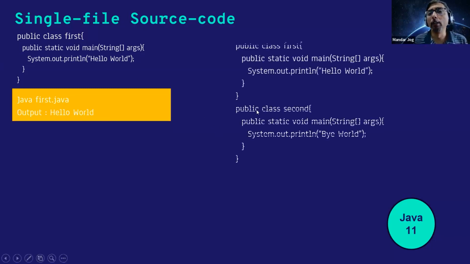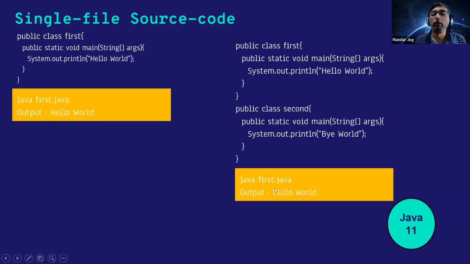You can even club more than two classes in the same file, and depending upon the sequence, that particular class will be executed. For example, over here, if I execute java first.java, as the name of the file is first.java, it will print hello world. If I change the sequence and put the other class on the top, and I execute java first.java, the second class will be executed. All of you are well aware that it is the classes which get executed, and it is the file which gets compiled in case of Java. Okay, so that is another thing which has been launched in Java 11.